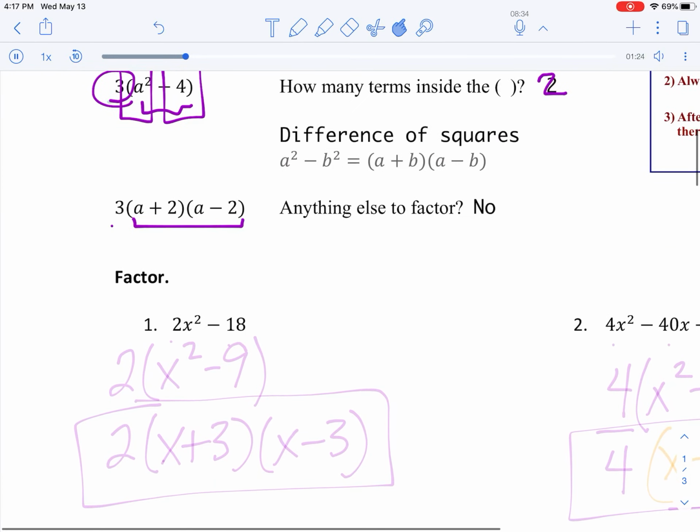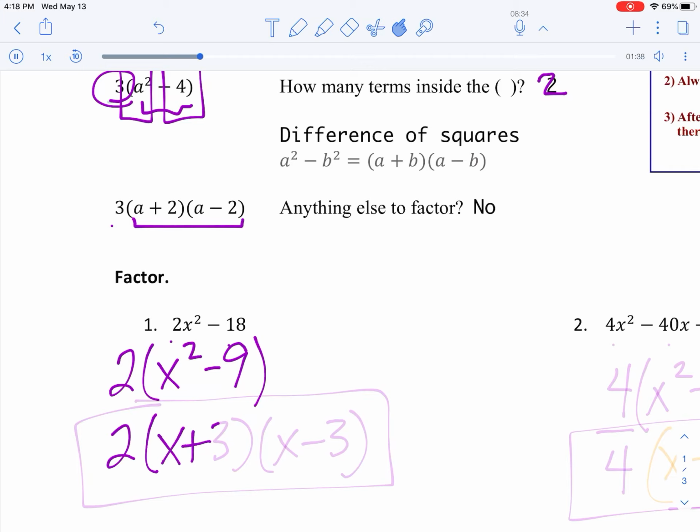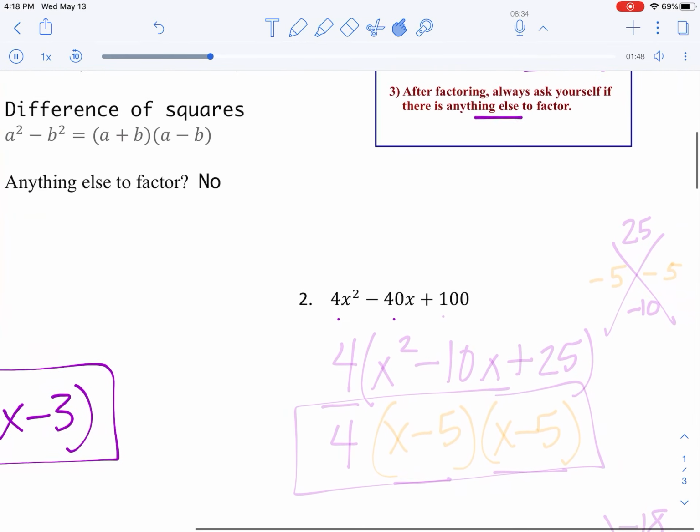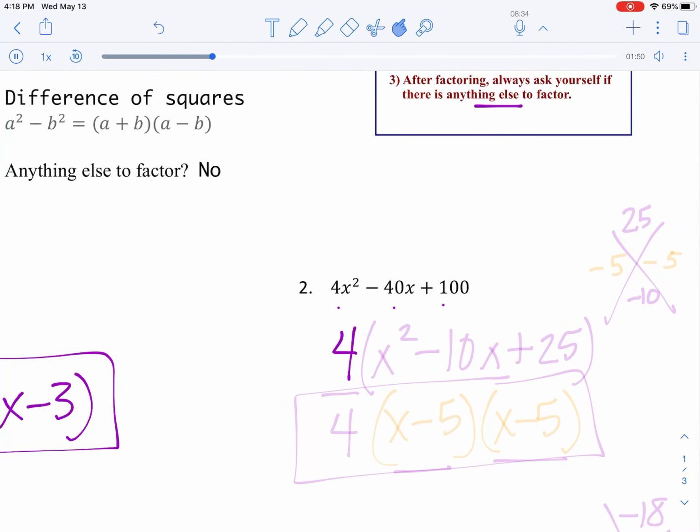So let's take a look at number 1. Common factor is going to be a 2. That gives me x squared minus 9. Is there anything else? Yes, it's another difference of perfect squares. So that's going to be 2 times x plus 3 times x minus 3. And it might be helpful to just have your patterns next to you so that you can recognize them. For number 2, a common factor in all of these is going to be a 4.